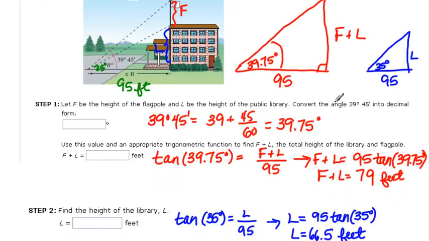which we've done. Convert the angle 39 degrees 45 minutes into decimal form, and remember we do that by dividing the 45 by 60 to get 39.75 degrees. Then we know that the tangent of 39.75 is the opposite over what? Adjacent, right? So then we can multiply both sides by 95 to get that F plus L is 95 times tangent of 39.75 degrees. Therefore, F plus L is 79 feet.